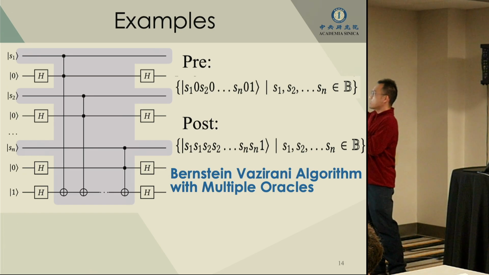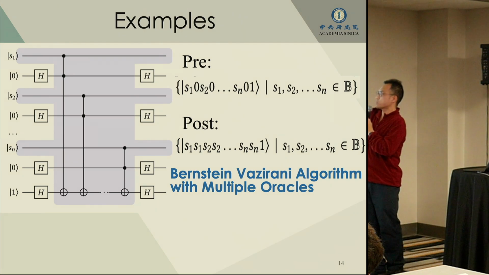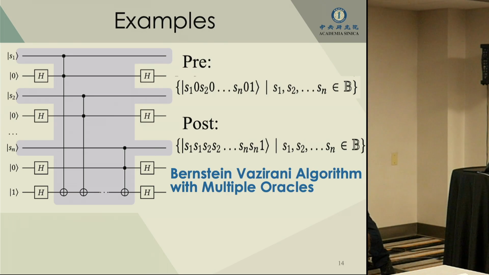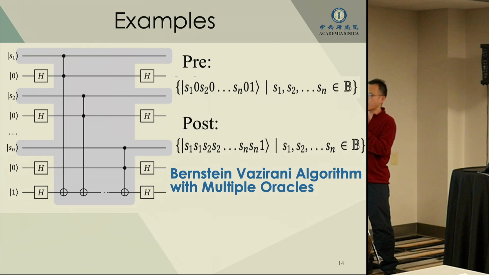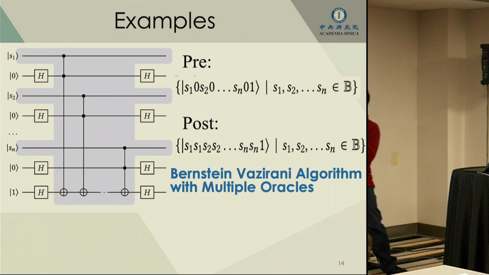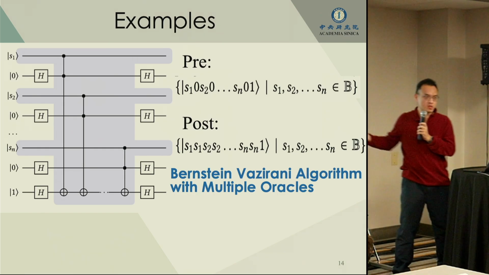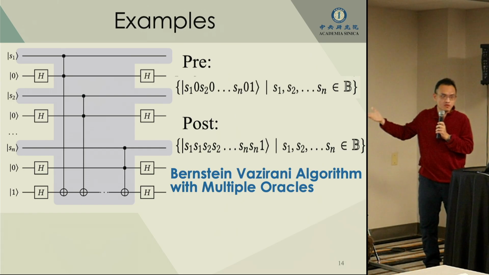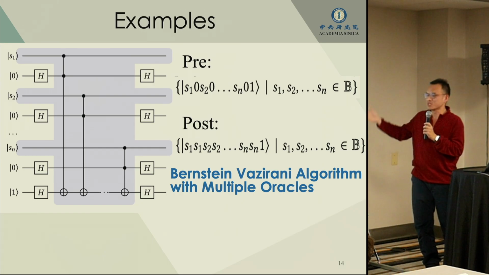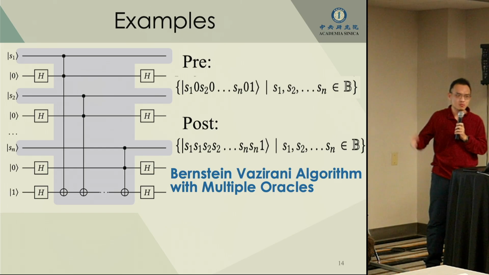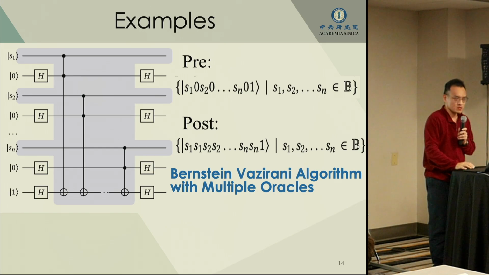So we begin with this set of states, like all possible secrets, like all possible Boolean strings, and then the working qubit is initially 0. This is the precondition. And we want to check that after I run the circuit, all the working qubits found the correct answer. So in order to do this, we need a set of states. And you can also do this with a simulator, but you need to run exponentially many runs to check it.